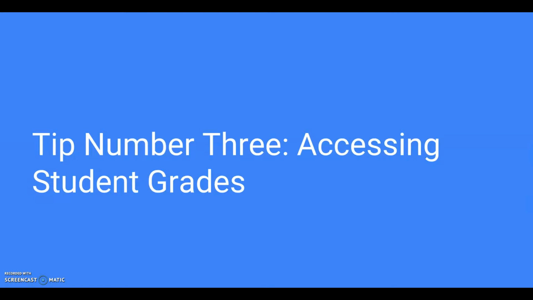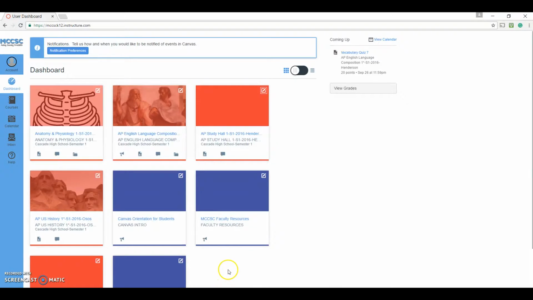So we're going to go back to our dashboard. Once we get back to our dashboard, we can do a couple things. We can either click directly on the course that we want to look at, or what I like to do personally when viewing grades is just click this nice View Grades button here.